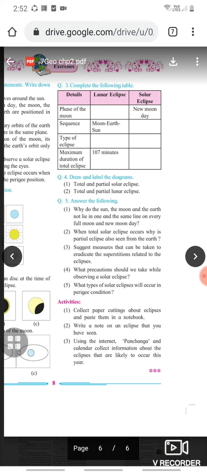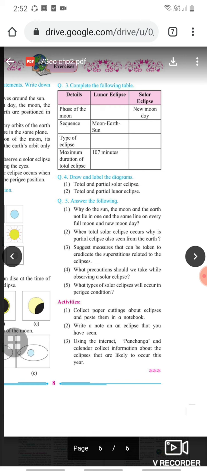So there are some activities also. First is to collect paper cuttings about eclipse and paste them in your notebook. Next is to write a note on an eclipse that you have seen. And the final is using the internet, panchanga and calendar, collect information about the eclipses that are likely to occur this year. So this was the complete chapter about the sun, the moon and the earth.